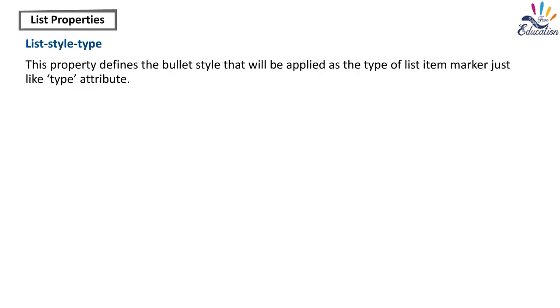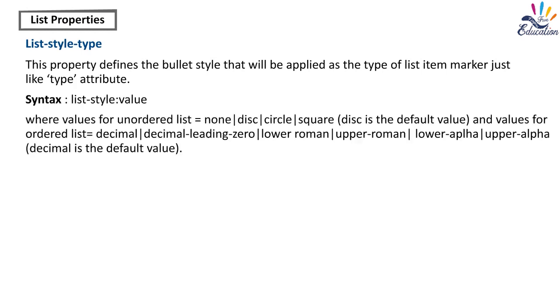List properties. List style type. This property defines the bullet style that will be applied as the type of list item marker, just like the type attribute. Syntax. List style type value, where values for unordered list are none, disk, circle, square. Disk is the default value. Values for ordered list are decimal, decimal leading zero, lower Roman, upper Roman, lower alpha, upper alpha. Decimal is the default value.